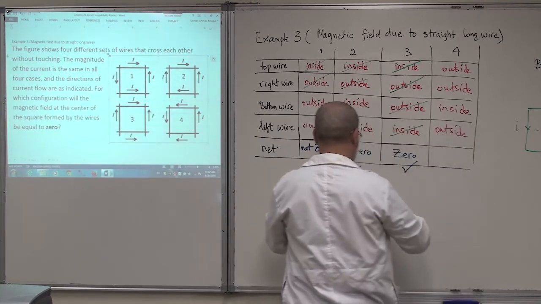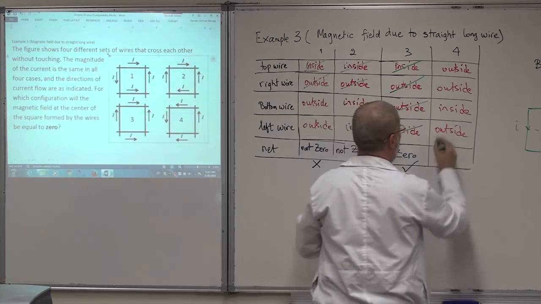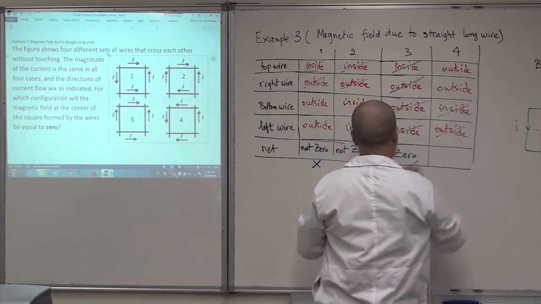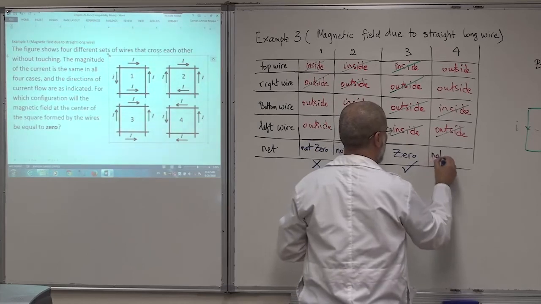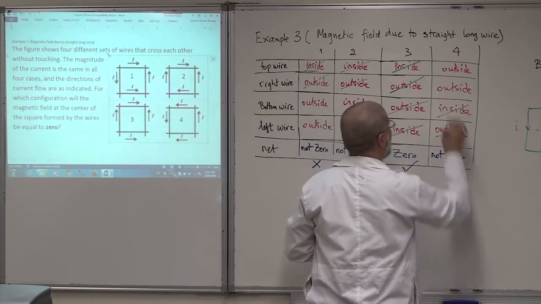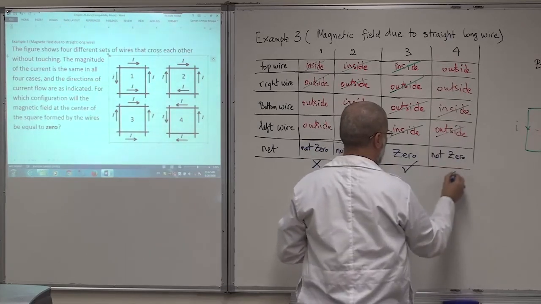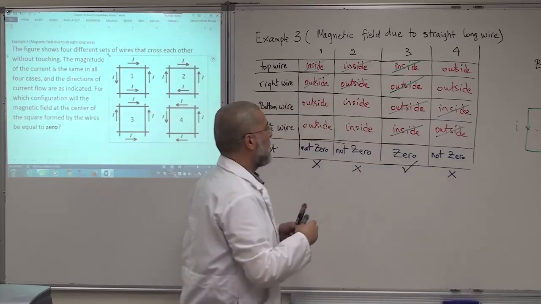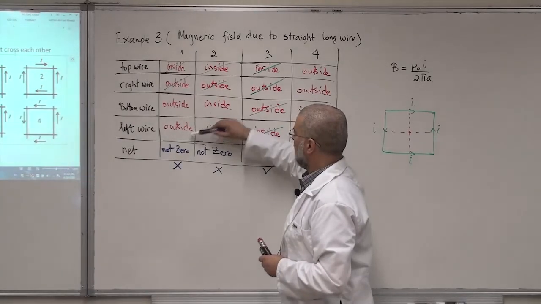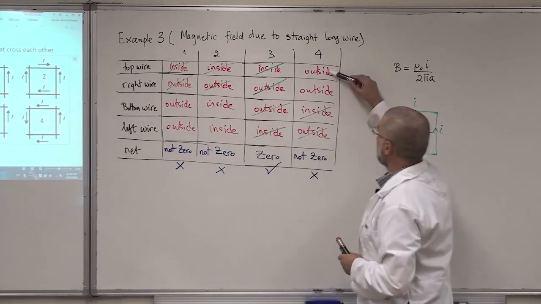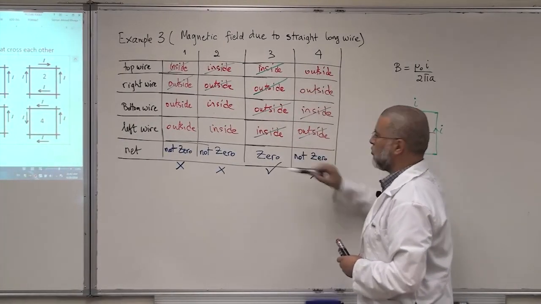You can see here that this inside and outside cancel each other, but these two will not cancel, and it will be not zero. Actually, its direction will be outside because both of them are outside. So here the net will be outside. Here the net will be inside. Here the net will be outside, and here the net will be zero.